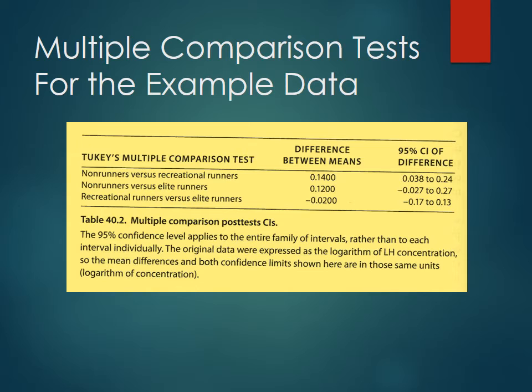But by increasing that size, because we know that there's inherently more risk for a type 1 error with doing multiple comparisons, this helps to get rid of that. So essentially what we're looking at here is what we saw in that graph, where you're looking at the differences in the means, and you can see that there's really only one that was considered to be statistically significant, and it's that non-runners versus recreational.